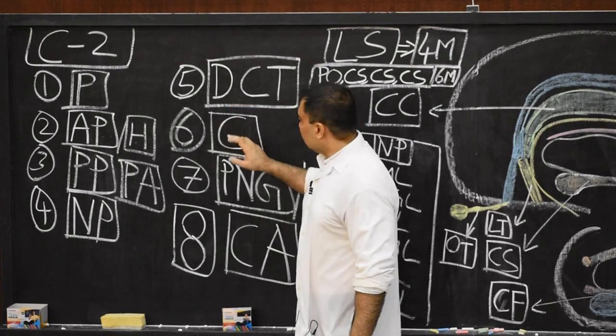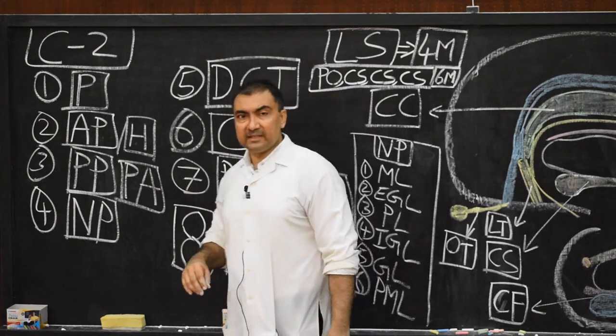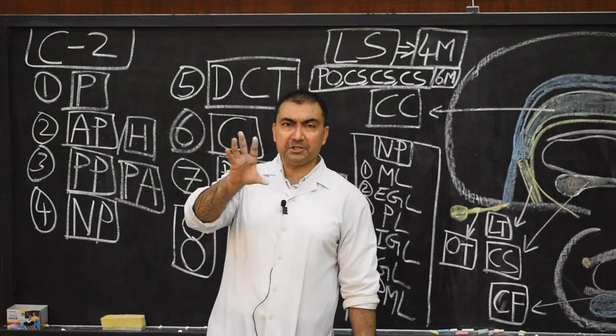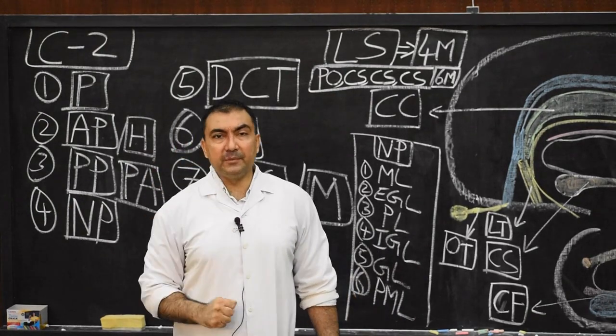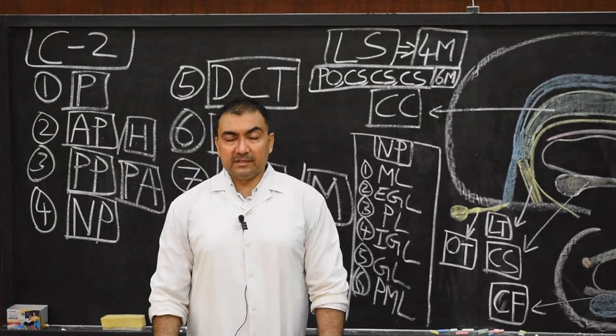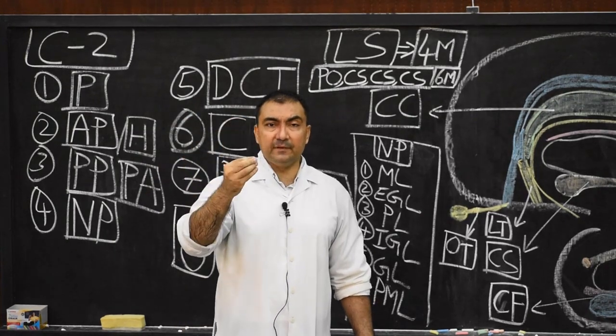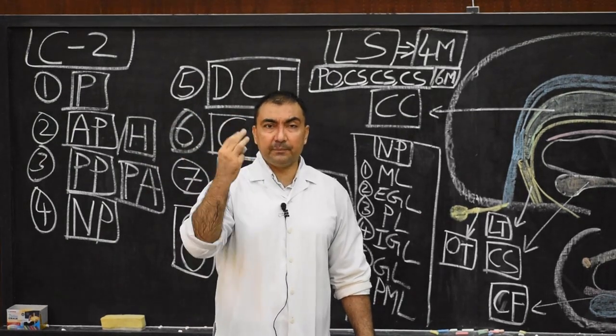Now we come to point number 6: commissures. All the different parts of the commissures we have to develop. 3 commissures we have to discuss here. The main commissures which will develop first, these 3 commissures will develop in the 3rd month, remember.